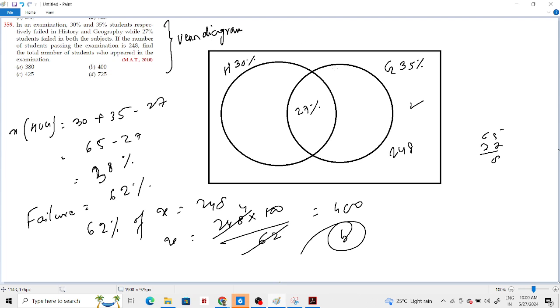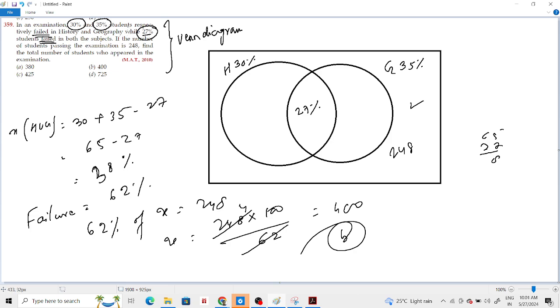See, I'll tell you why you mixed the whole thing up. This 30% and 35%, these are failures, right? And this 27% is also failure, right? So all these percentages represent failures. But what you did, you converted this 30% to pass percentage, because that is the reason why you subtracted it from 100. When you do 100 minus 30%, you get the percentage of people who passed in history. When you do 100 minus 35%, you get the percentage of people who passed in geography.